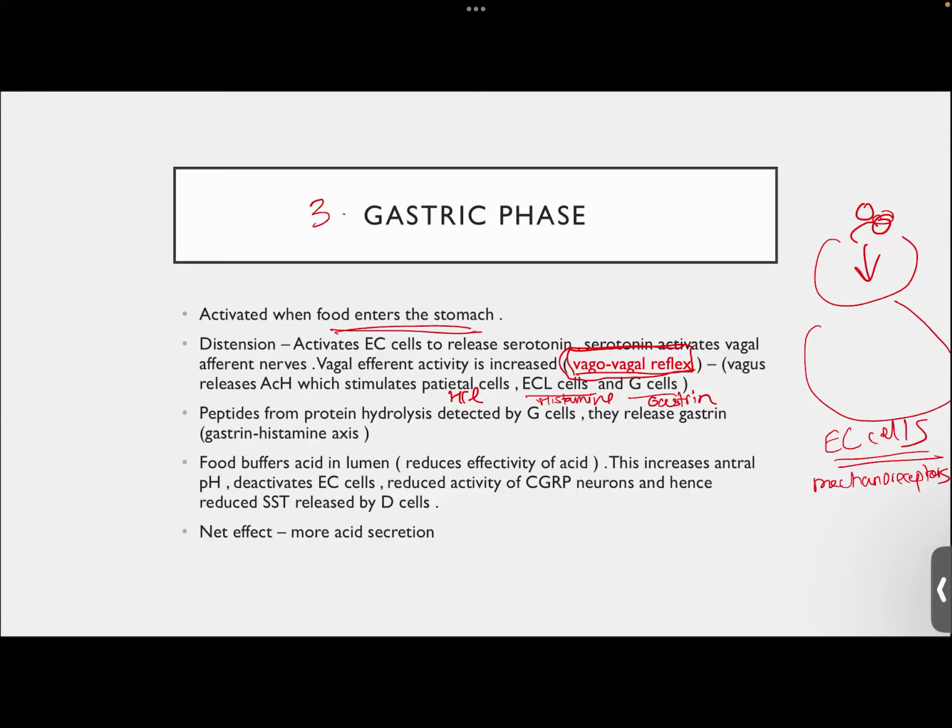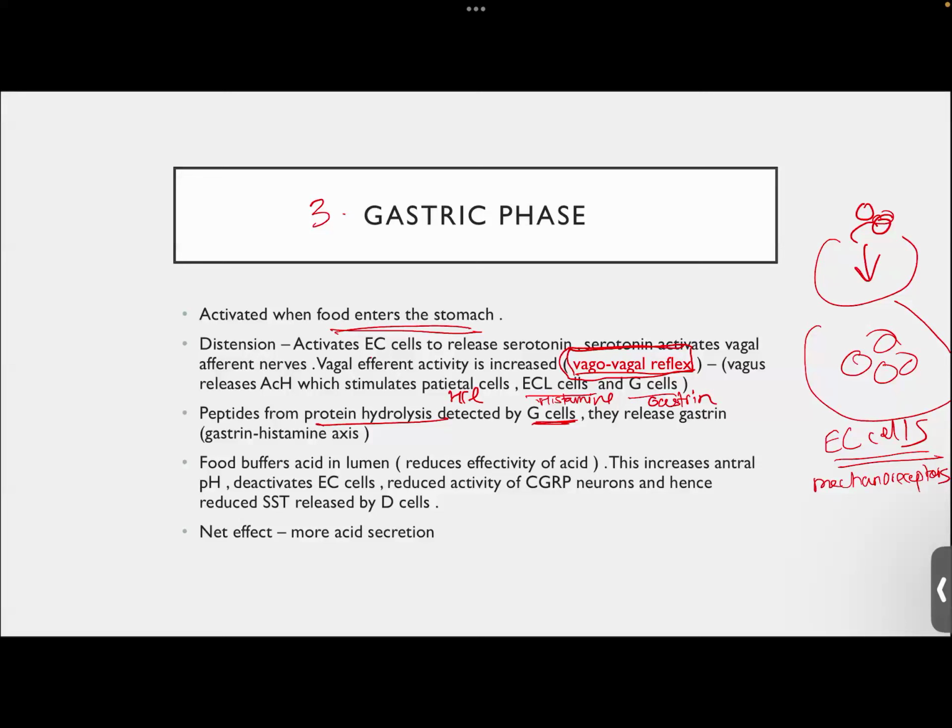Now we have food entering the stomach. Let's say we have food here. This is broken down by pepsin, through a process called protein hydrolysis, right? When we have this protein hydrolysis, it's detected by G cells, and they release gastrin to further increase the speed of hydrolysis, so we can have more HCl. The peptides produced by protein hydrolysis are detected by G cells.